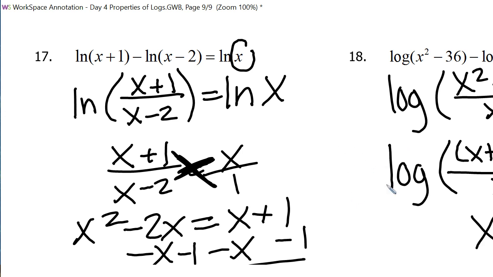So what's the answer for x? Negative 2. And what happens if I put a negative 2 right there? It becomes negative, so that is extraneous. Throw it out. So what's the solution? No solution. No solution. So if your solutions are extraneous, make sure you mark it as no solution.